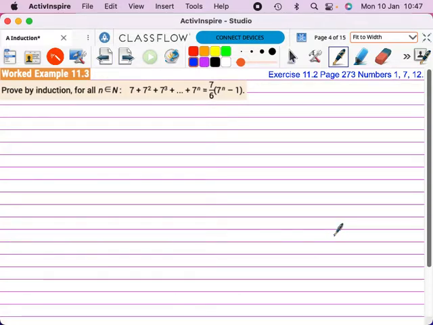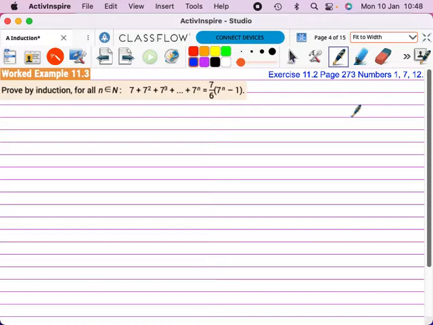Okay, it's a summation problem again. This is the second and last example today, and then you're going to be getting questions 1, 7 and 12 to do, and that's all you're going to be doing. And you need to do some peer assessment on this to make sure you're getting it right.